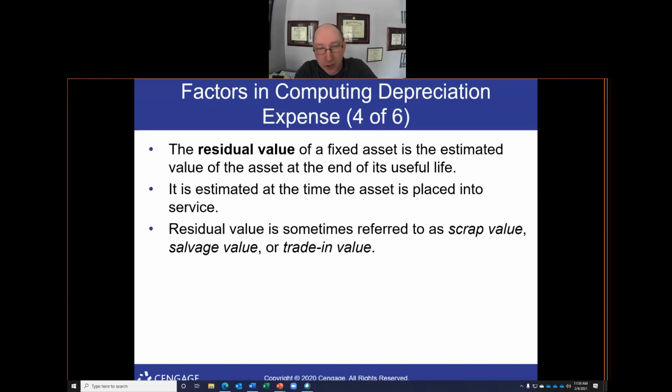Okay, residual value is step 3. Residual value of a fixed asset is the estimated value at the end of its useful life. It's estimated at the time the asset was placed into service. Residual value is also known as scrap value, salvage value, or trade-in value. All of those 3 terms are the same as residual value. The word trade-in value, you've probably heard that before. If you ever owned a vehicle and wanted to trade it in for a newer vehicle, that is called residual value.